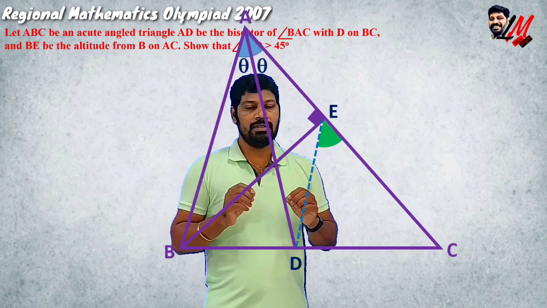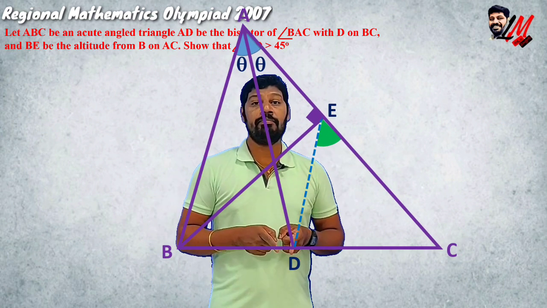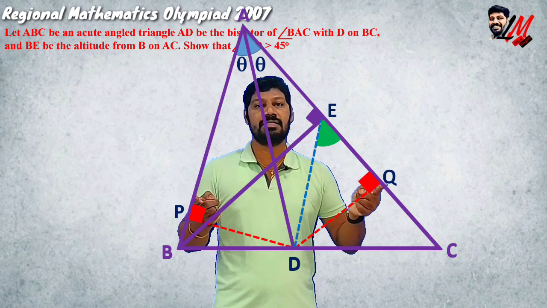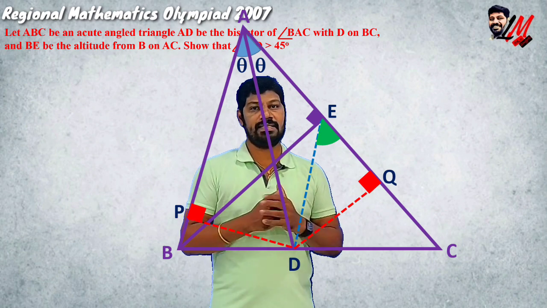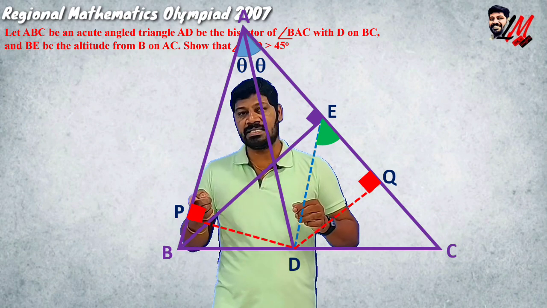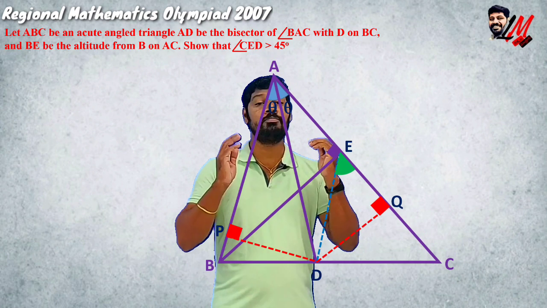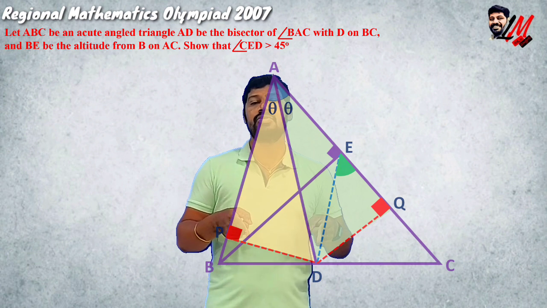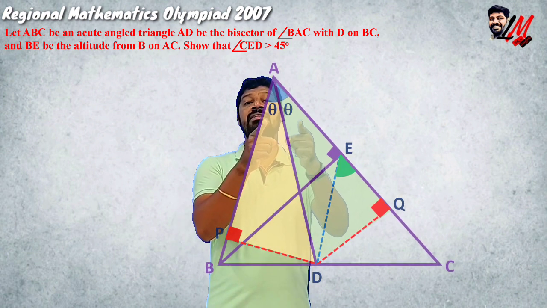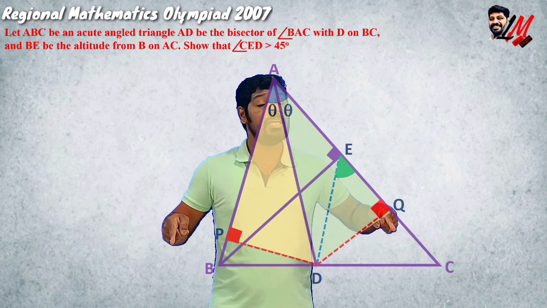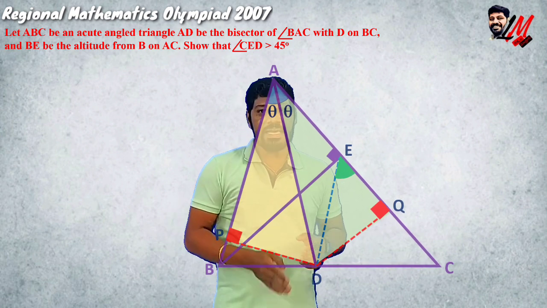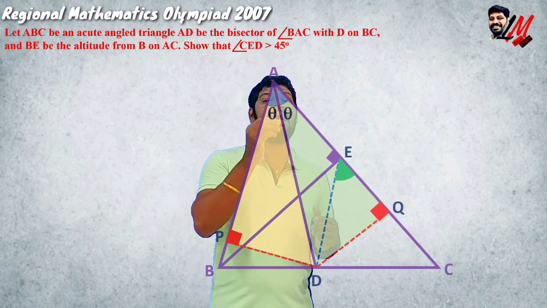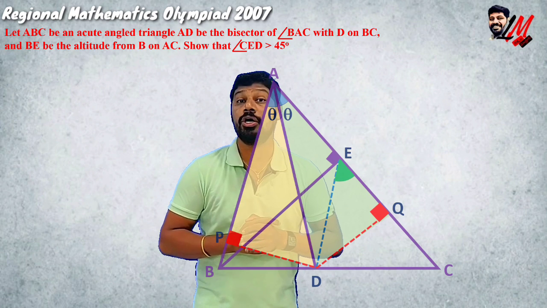As a first step, from D, the foot of the angular bisector, let me drop two perpendiculars to AB as well as AC. I call this DP and this DQ. Now observe these two triangles carefully, APD and AQD. In these two triangles, these two angles are equal, theta and theta, angles P and Q are equal to 90 degrees, and AD is a common side. So by angle-angle-side, these two triangles are congruent to each other.